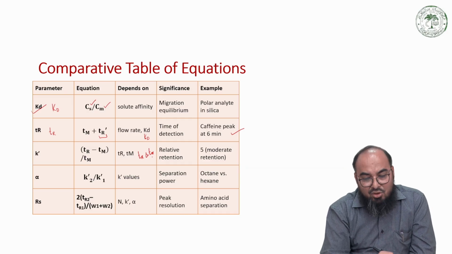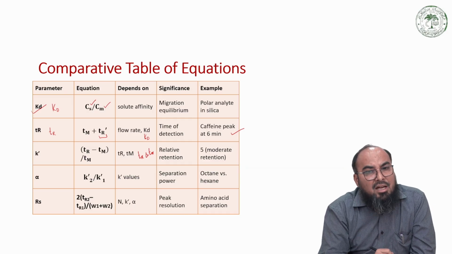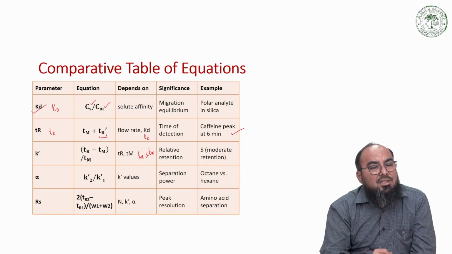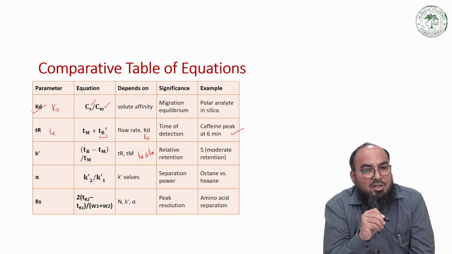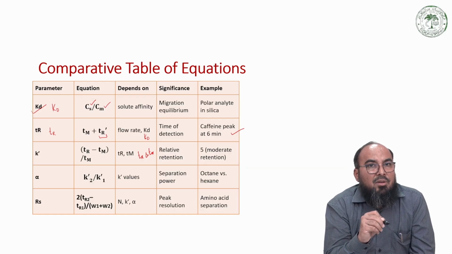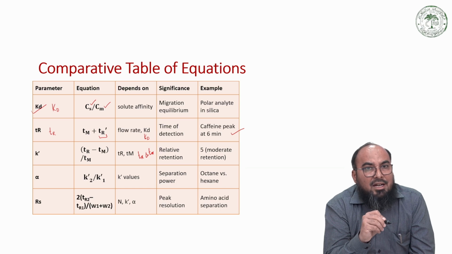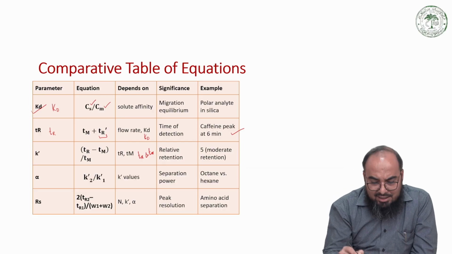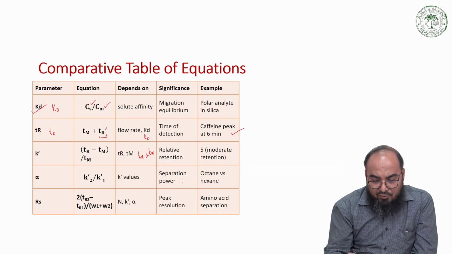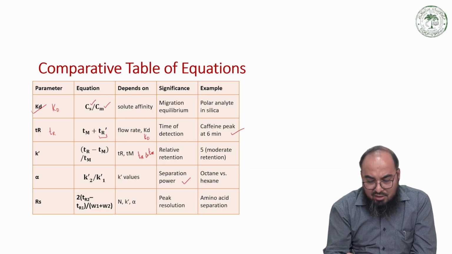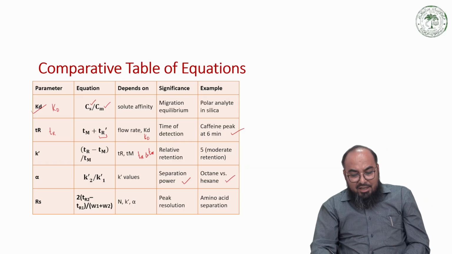So the significance is that it tells you about the relative retention rates. For example, whether it is a 2-component system or 3-component system can be decided on the basis of its K dash value. Similarly, we have the selectivity factor, which relates the separation of the components. We have seen this in terms of octane and hexane.